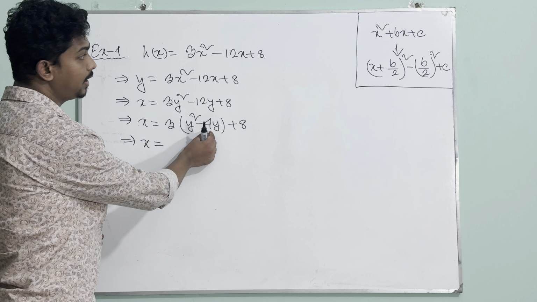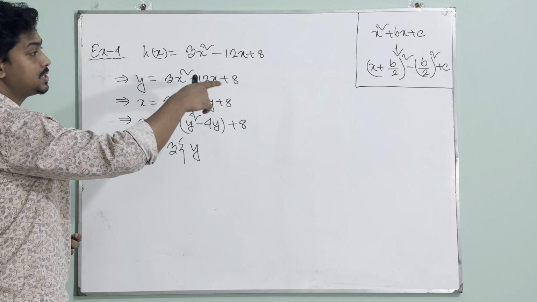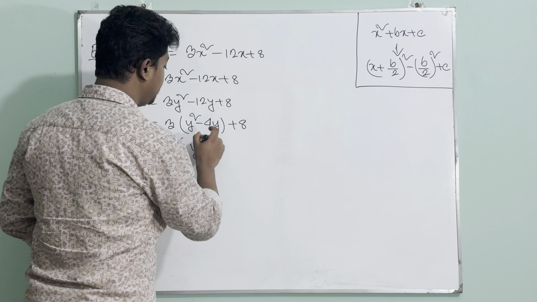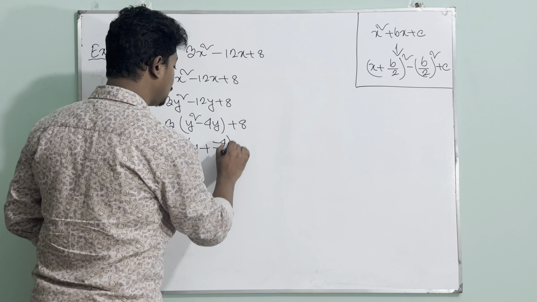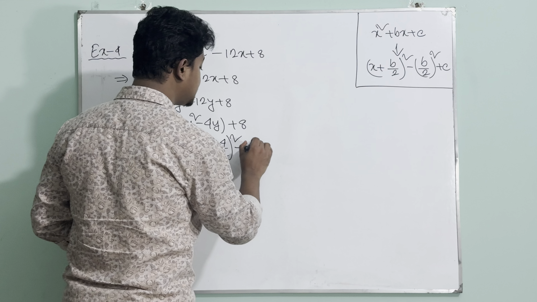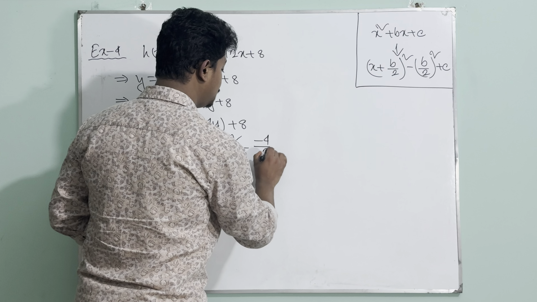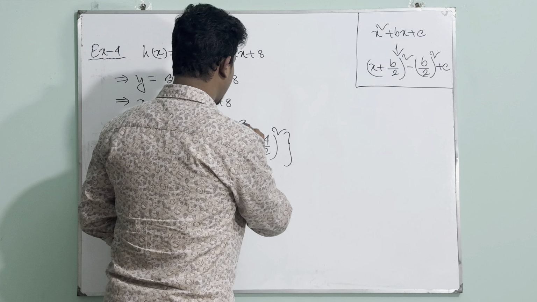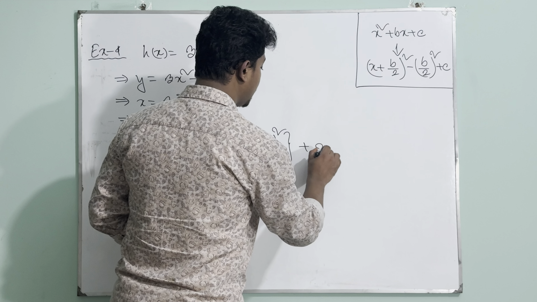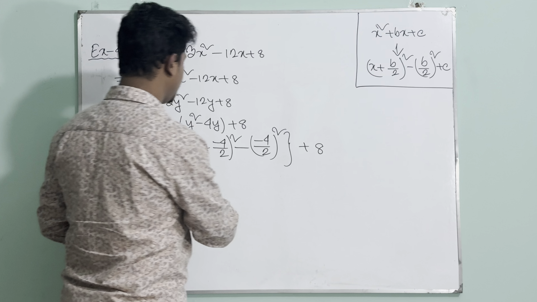So what we can do is y plus b divided by 2. B is minus 4. We are going to write it whole square. Then we have minus b divided by 2 whole square. For this one, we don't have a c, so we don't need to write anything here. The c is 0 here. Okay, so it's done. Again, this 8 is outside of the boundary of 3, so it's not included with 3.